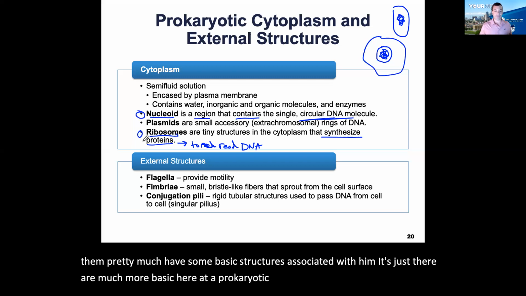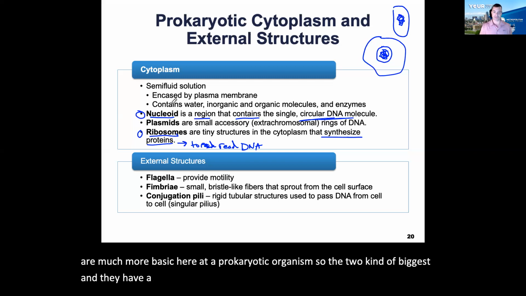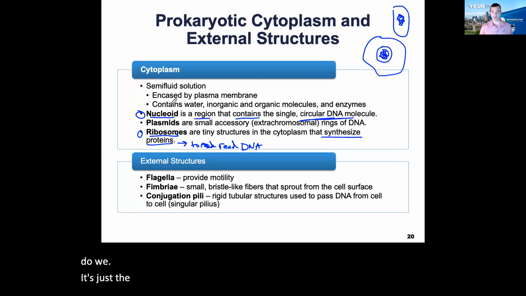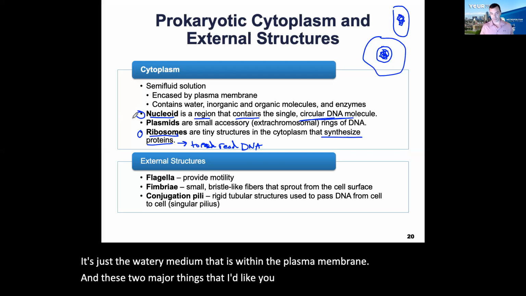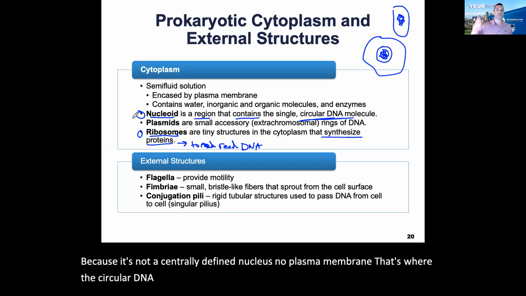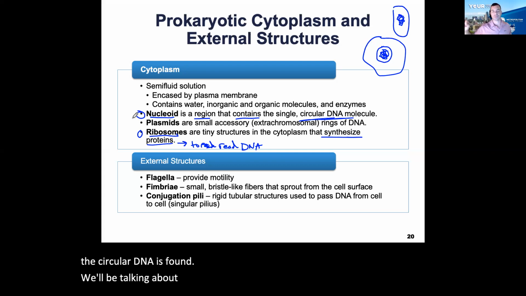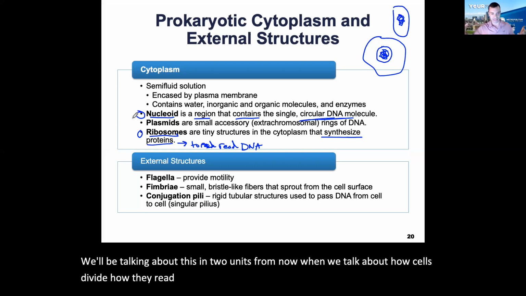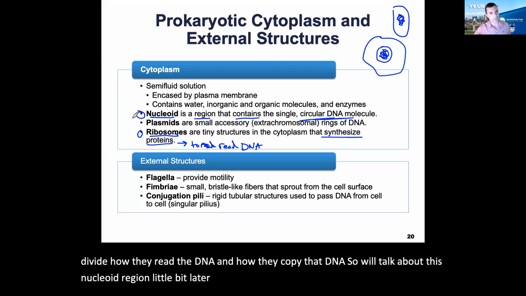So they have a semi-fluid solution. They have some cytoplasm within them. So do we. It's just a watery medium that is within the plasma membrane. And these two major things that I would like you to know: a nucleoid region, because it's not a centrally defined nucleus, no plasma membrane. That's where the circular DNA is found. We'll be talking about this in 2 units from now when we talk about how cells divide, how they read the DNA, and how they copy that DNA. So we'll talk about this nucleoid region a little bit later. That's why I want you to remember it now.